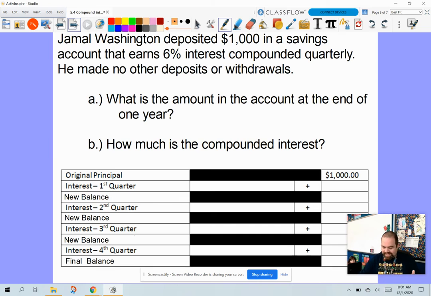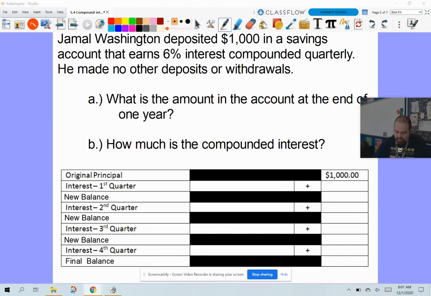All right, this is exactly what your homework looks like. This little table down here at the bottom, I just want to run through and show you guys how to do this. So we're starting an account with $1,000. That account earns 6% interest compounded quarterly. So that means that my time is going to be 3 months out of 12. So it's a yearly amount. We just put this money in the account and we're going to leave it alone for a year. I want us to be able to calculate how much money Jamal has at the end of that year.